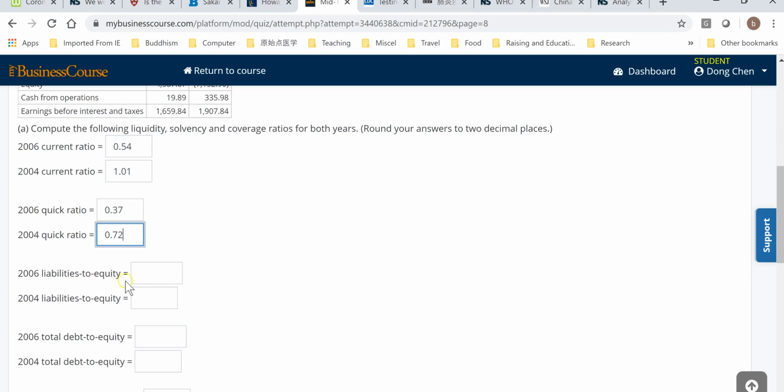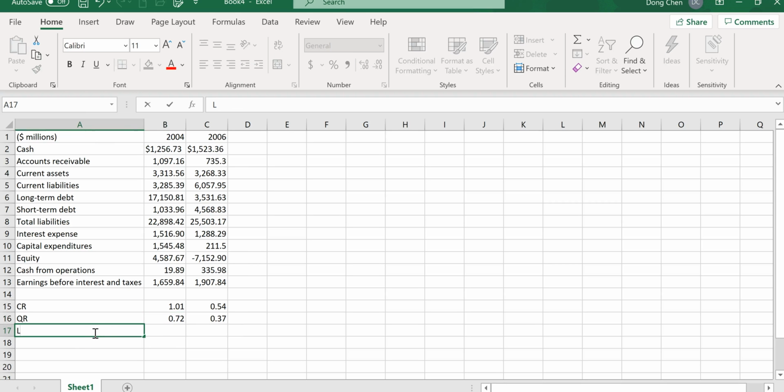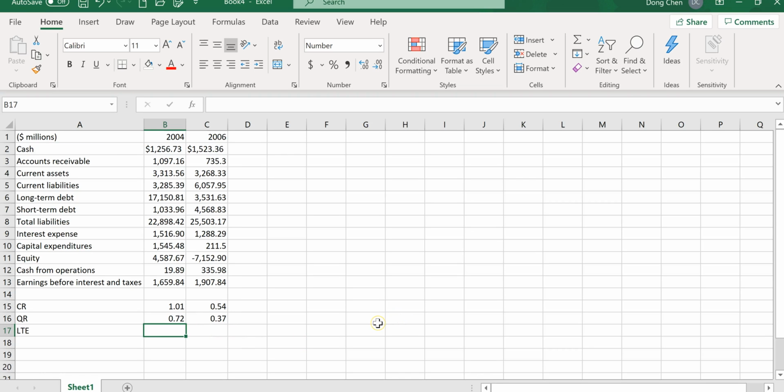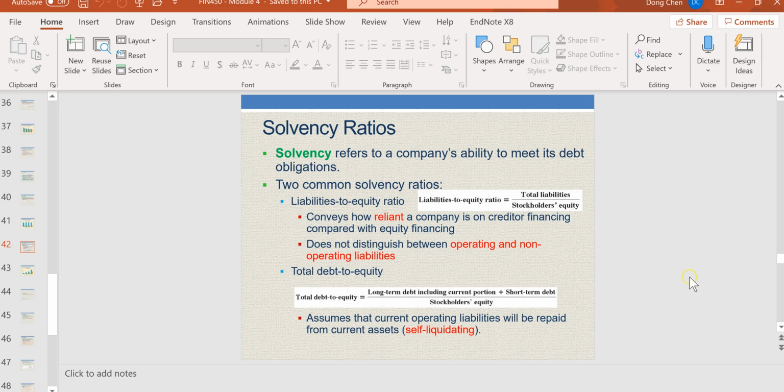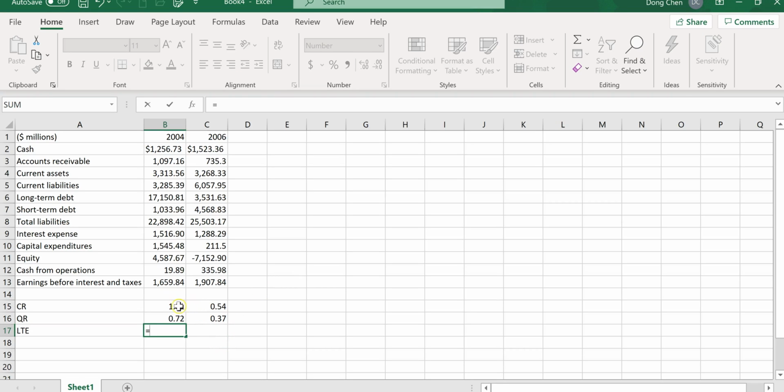And the next ratio is liabilities to equity. Let me use LTE. This is not 4G, right? LTE is net liabilities to equity. If we go to chapter 4 on credit risk analysis, that module, liabilities to equity is defined to be total liabilities divided by stockholders' equity. So it's total liabilities. Where are the total liabilities? It's right here. And then we divide that by the shareholders' equity.